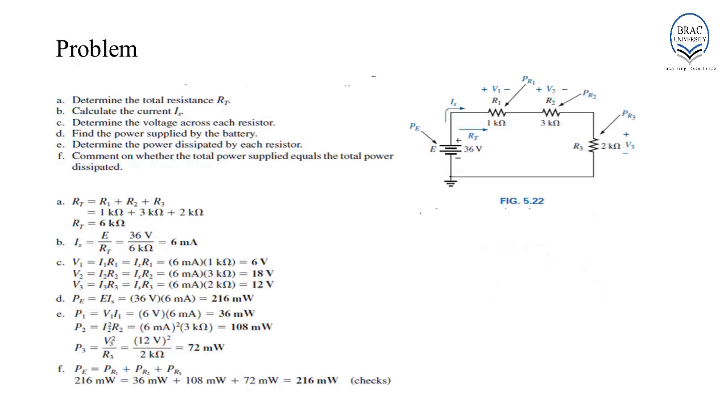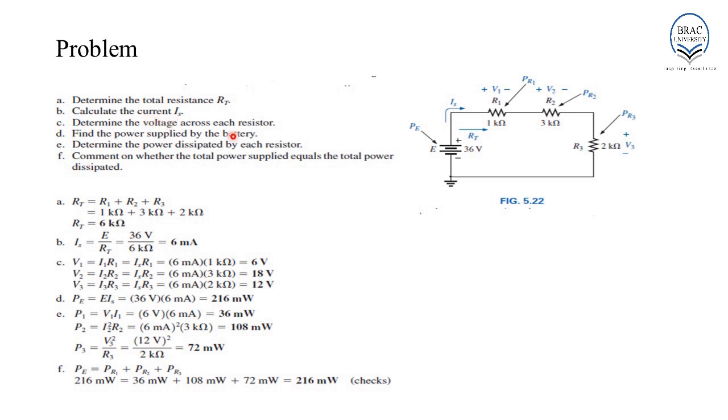Example. For this given circuit, at first we have to determine the total resistance RT. As we can see that R1, R2 and R3 are connected in series. Therefore, RT equals R1 plus R2 plus R3, which is 6 kilo ohm. B. Calculate the current Is.